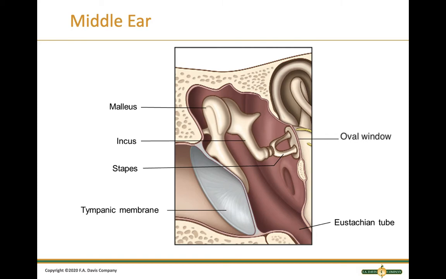Also here we can see the tympanic membrane. The tympanic membrane vibrates in response to sound waves. Also here we can see the eustachian tube or auditory tube. Its job is to equalize the pressure between the inner ear and the outer ear. It goes all the way down to your throat.